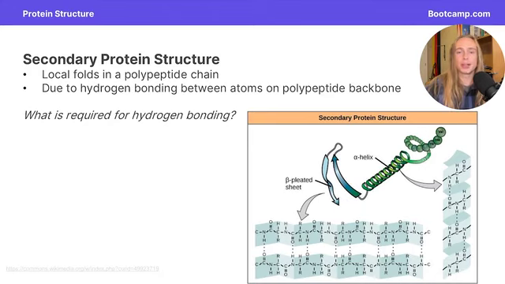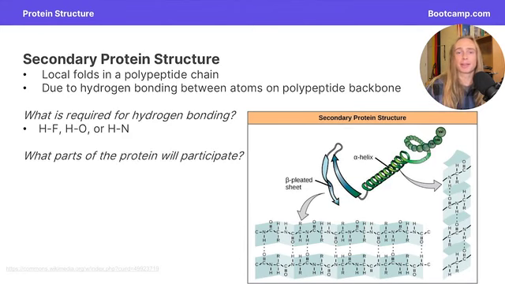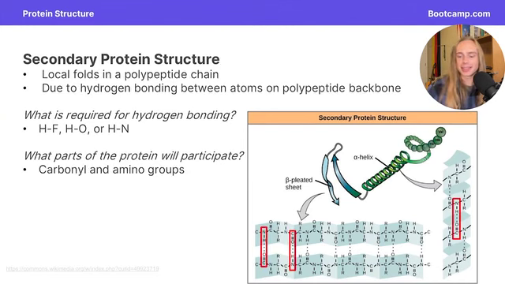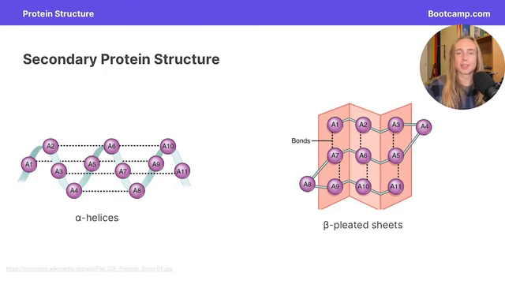So as a quick refresher, do you remember what's required for a hydrogen bond to take place? Remember, for hydrogen bonding to take place, you need a hydrogen that's bonded to an oxygen, a fluorine, or a nitrogen. So knowing the requirements for hydrogen bonding, what parts of the polypeptide backbone then do you think are going to do hydrogen bonding that results in a secondary protein structure? And nice, so as you can see in this image, our hydrogen bonding at the polypeptide backbone is going to take place between our amino and our carbonyl groups, as highlighted in red. Two really common elements to secondary protein structure are our alpha helices, as we see here, and our beta pleated sheets, as we see here.